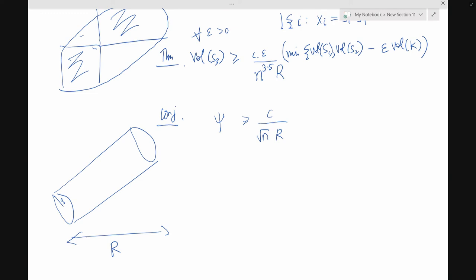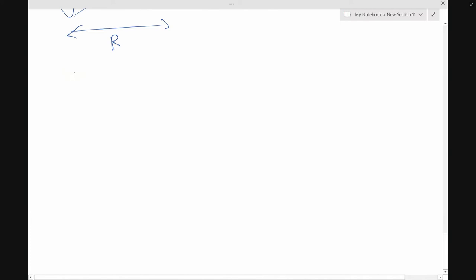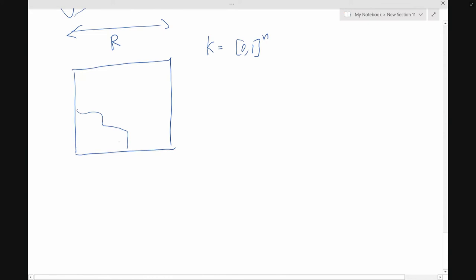Now, in the remaining 5 minutes, what I will try to show you is a particular special case of this, which is a cube. Suppose the convex set is a cube. It's still a non-trivial statement. So the convex set K is just the cube 0, 1 to the n, but the subsets S1 and S2 are arbitrary.